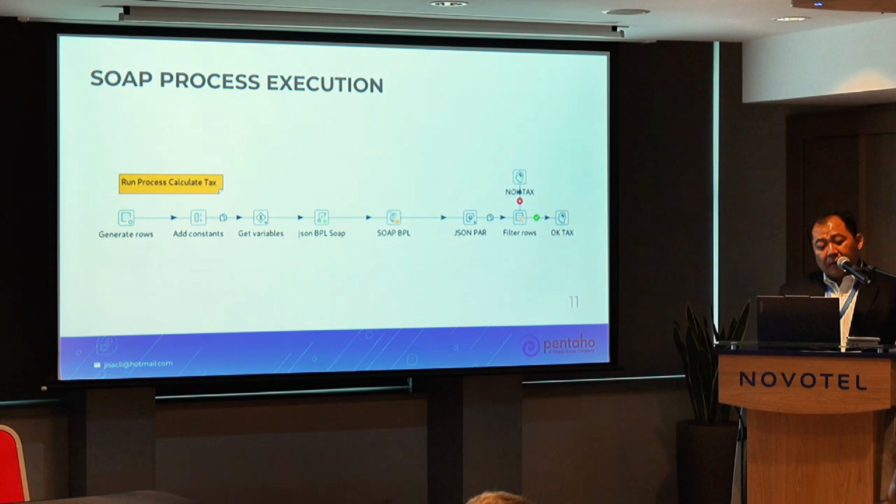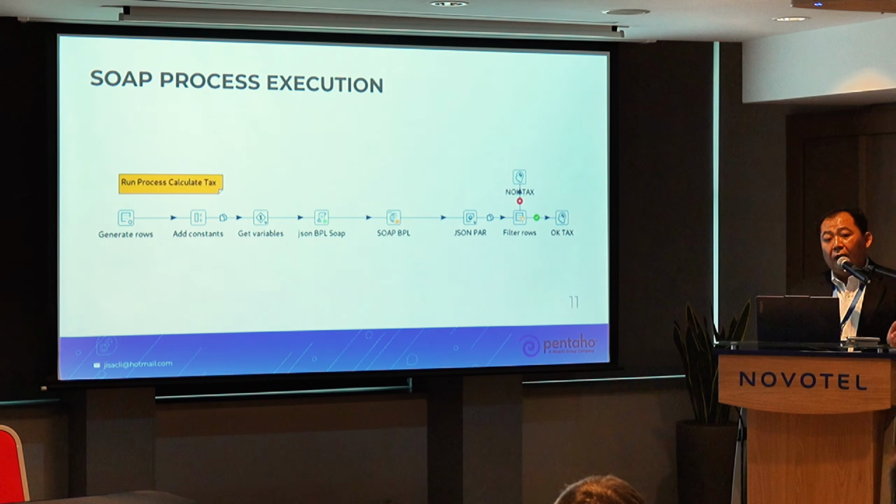Then you can add constants, get variables, create a JSON for BP location, and send it to process a BP location, and then read the result and see if it's okay or not okay. In the case where we need to recalculate the tax of an invoice, we send calculate tax with the invoice ID.